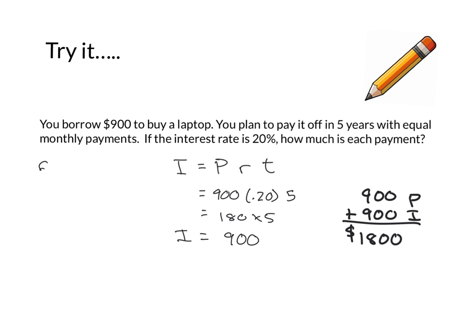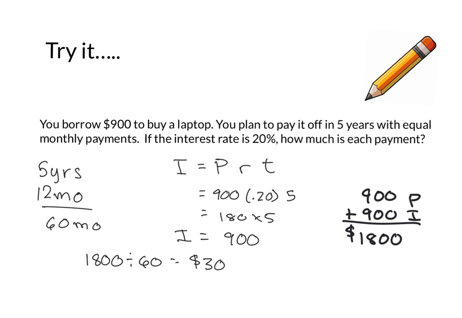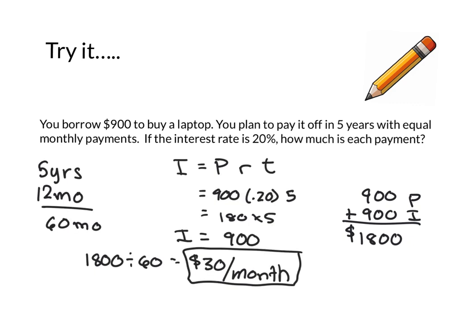Now in 5 years, times 12 months, that's going to be 60 months total. So 1,800 divided by 60 months is going to be $30 per month. For 5 years, you'll pay $30 a month. But the thing to keep in mind and think about, you just bought a $900 laptop and you paid $900 in interest, so you paid double the price for that laptop.